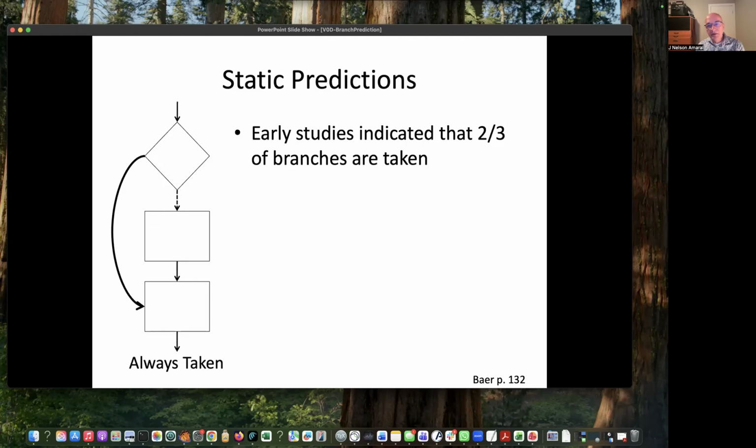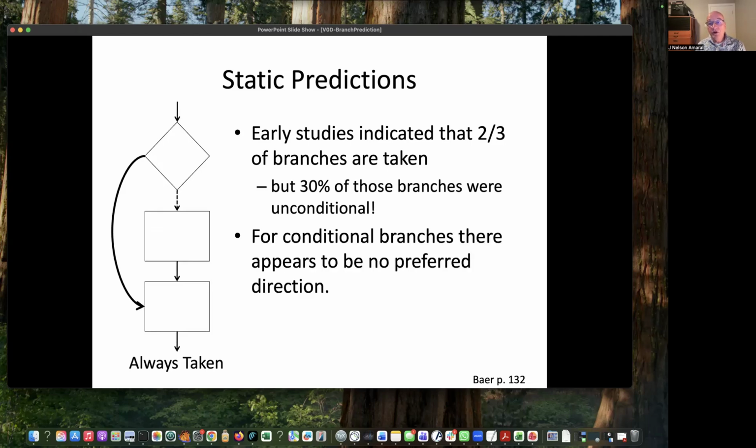In some early studies, there was an indication that about 2/3 of the branches are taken. But when you look more carefully into this study, you see that they were including all the unconditional branches. So 30% of the branches they were considering were unconditional branches, and of course, they are always taken. For conditional branches, there does not appear to be a preferred direction. A conditional branch has about a 50% chance of being taken or not taken if you take all the executions of all the conditional branches into consideration.